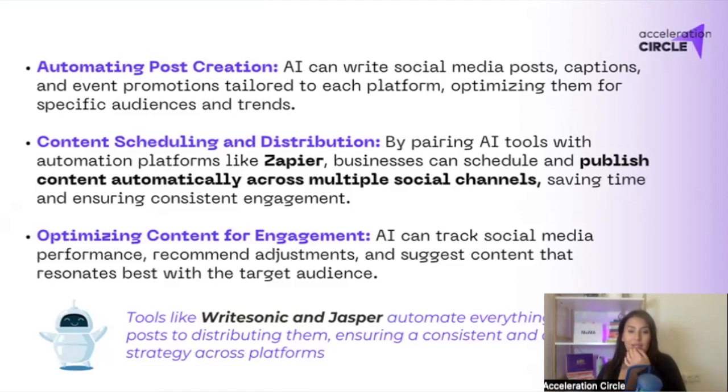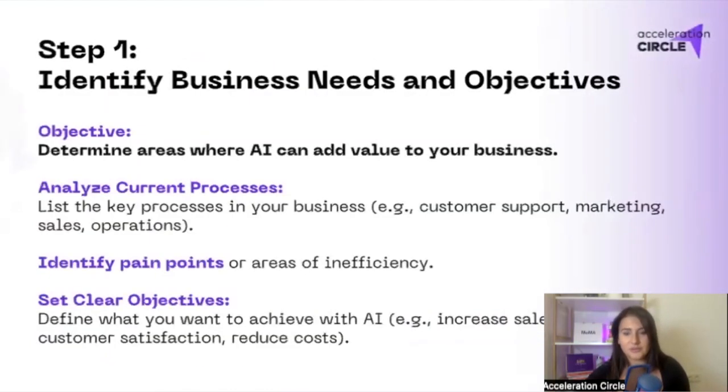So that's why it's very important to make this analysis first. And tools like Jasper and Writesonic can automate your content strategy across the platforms. We will talk about Jasper tomorrow and how to use this tool to post the content in advance, basically schedule content.